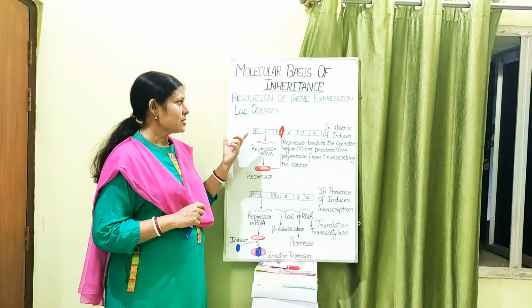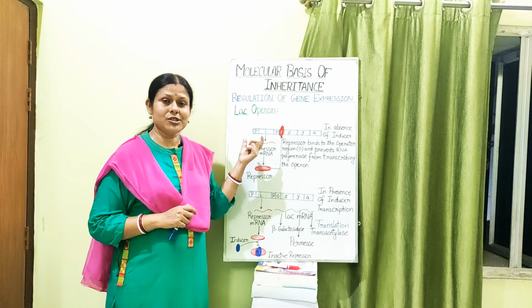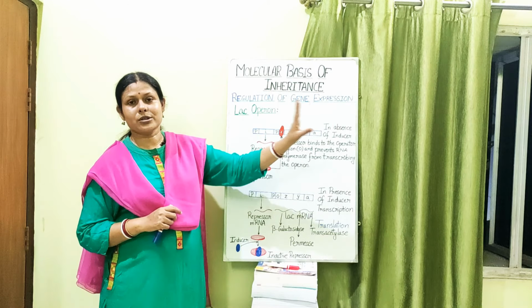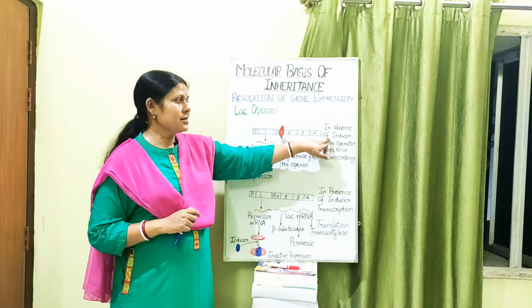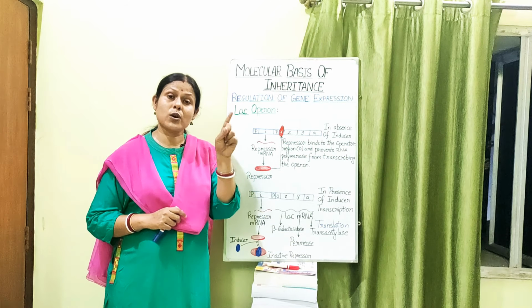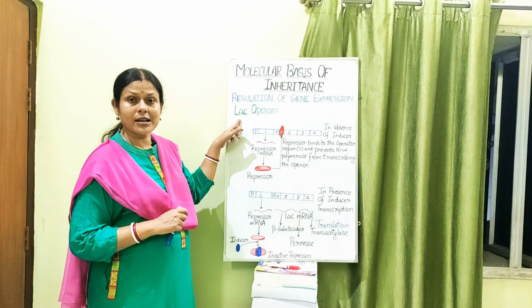So here the regulation of the gene expression is happening by the help of another regulatory gene present just before the promoter region, from where the transcription process will start. Now this is all happening when there is absence of inducer. What is the inducer? Inducer is a substrate. And what is the substrate? Substrate is lactose. That is why the name has been given as Lac Operon.